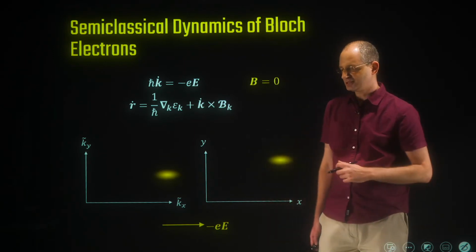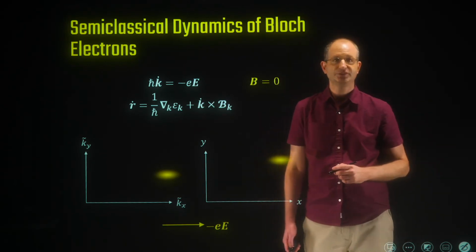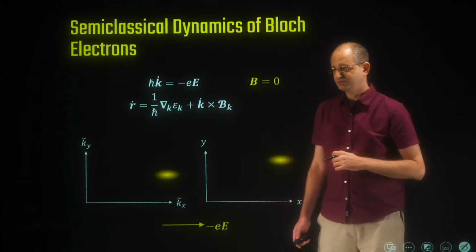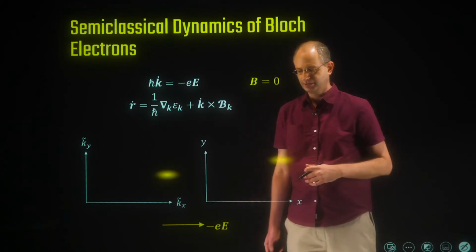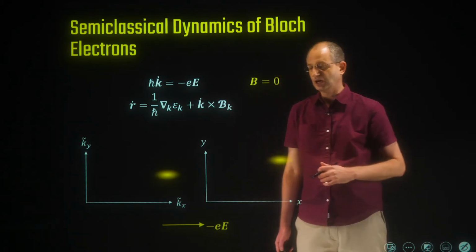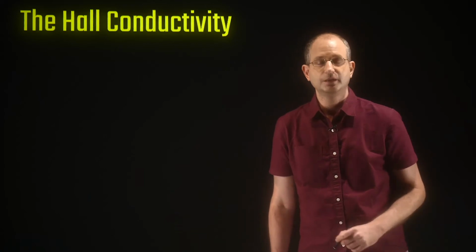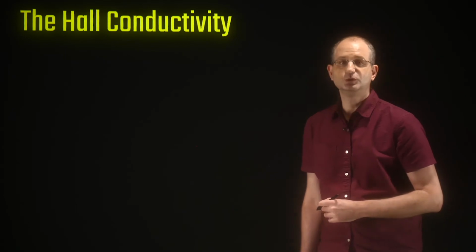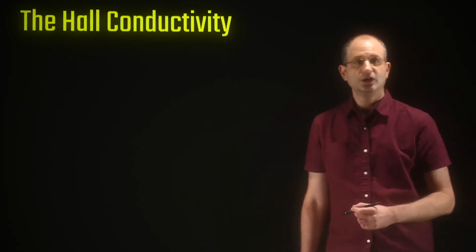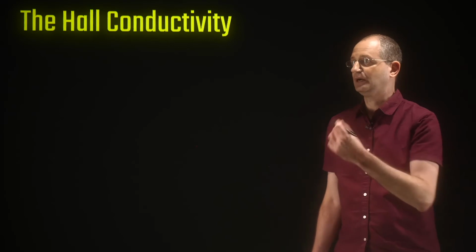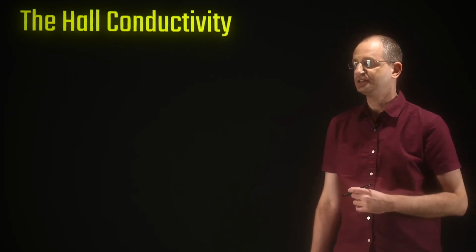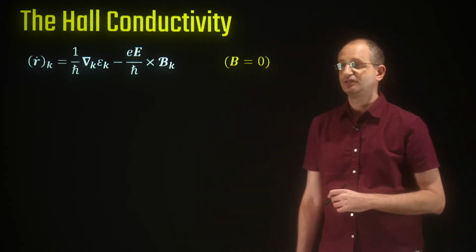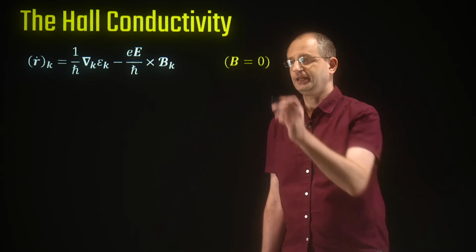Now notice that this is quite unusual. We didn't apply any magnetic field, and nevertheless there's a sideways motion of the electron. There's no cyclotron motion. This is just a result of the Bloch wave functions themselves. Having derived the semiclassical equations of motion, it's actually very easy to derive the Hall conductivity of the entire system. So we know how a single electron moves, and it's a non-interacting system. So we use our semiclassical equations of motion for the case B equals 0.